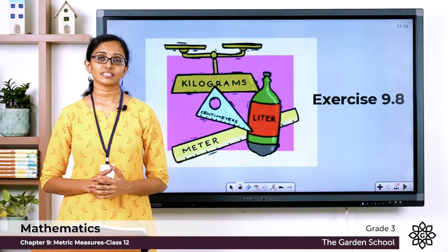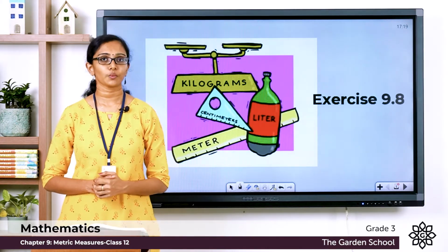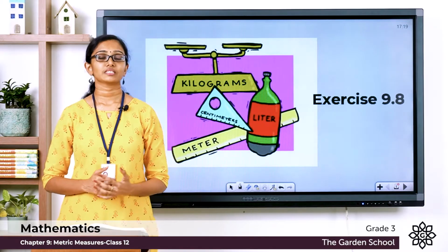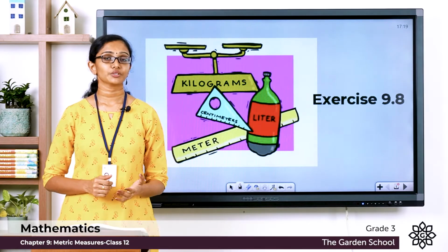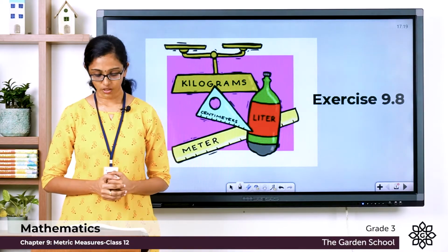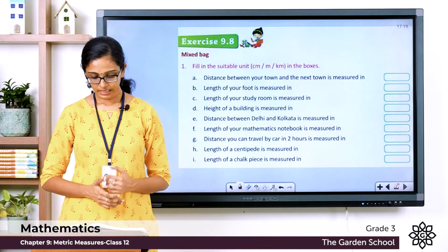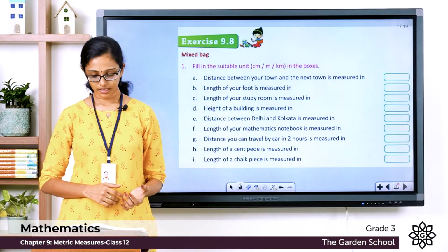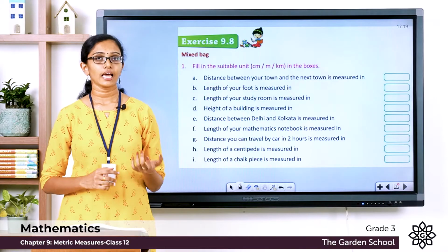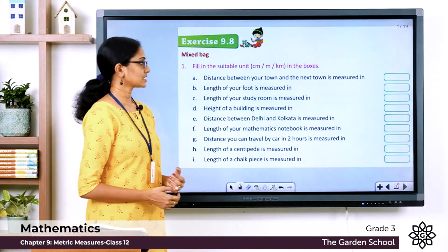Today, let's see exercise 9.8 from page number 131 of your textbook. All of you please take your textbook and turn to page number 131. So here we have exercise 9.8. Let's see the first question. Fill in the suitable unit, centimeter or meter or kilometer, in the boxes. Let's do this together. You can write along as we discuss this.